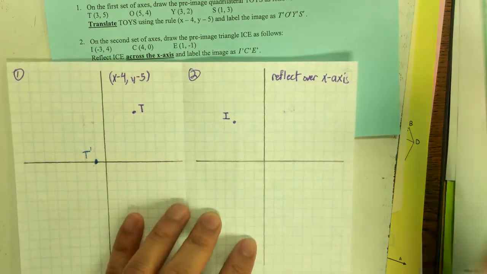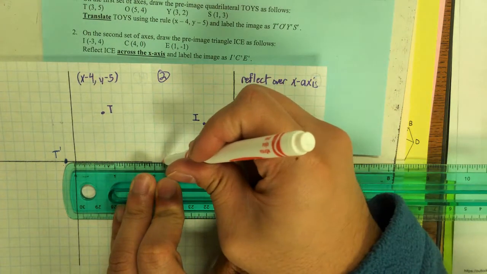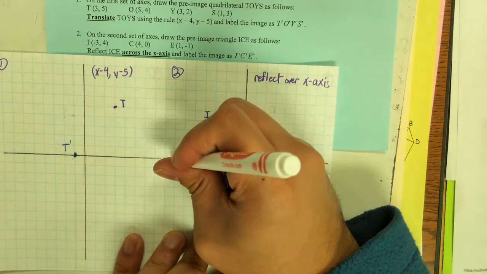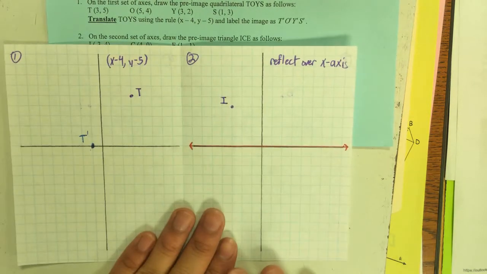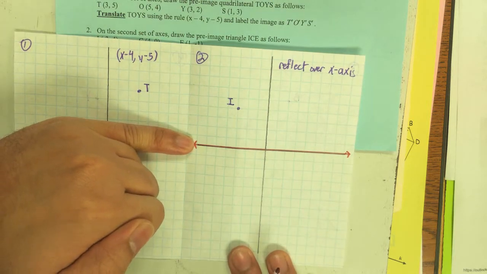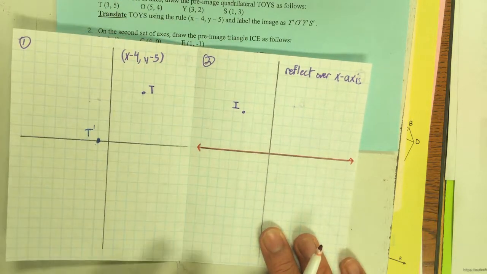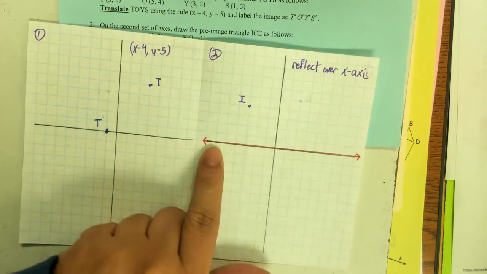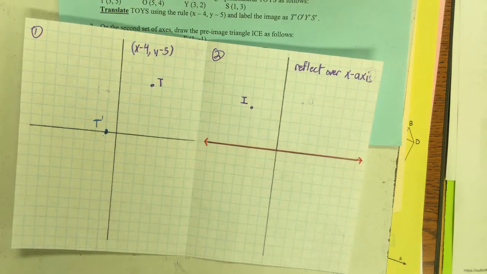The x-axis is this line right here. And you will be expected to know which one's the x-axis, which one's the y-axis. You should be able to figure that out on your own. When you're reflecting, we call this the line of reflection or the axis of reflection. When we reflect, I'm going from up here, flipping over to the other side. That distance from the point to the line needs to stay the same because your line of reflection is in the middle.